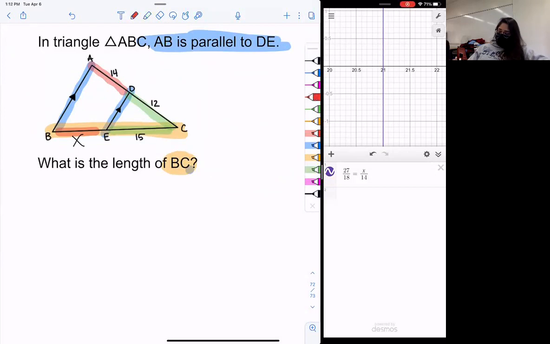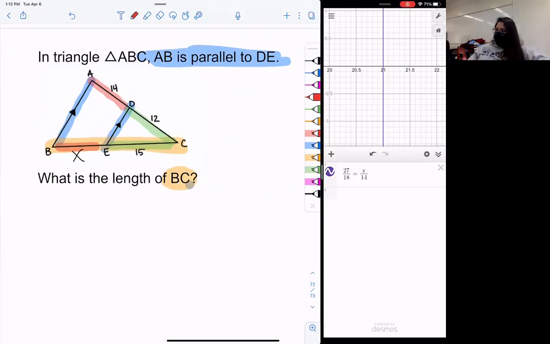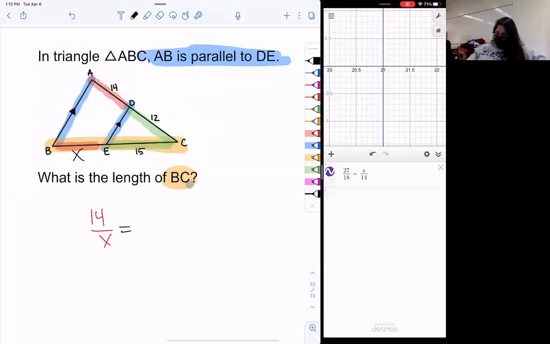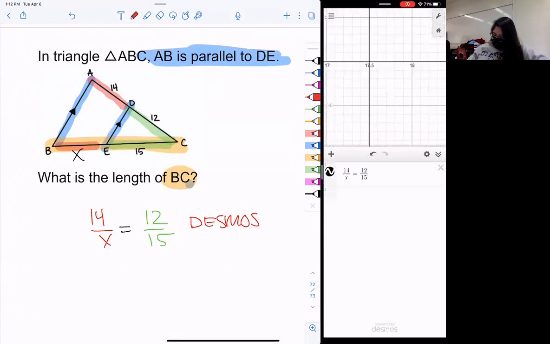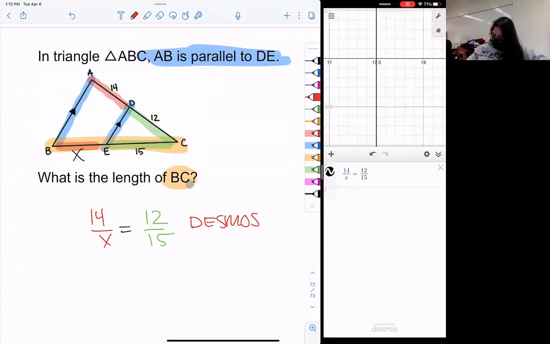All right, Maria, tell me my fraction. 14 over X equals 12 over 15. Then Gabriel, what's my next step? 14 divided by X equals 12 divided by 15. And that gives me X equals 17.5.